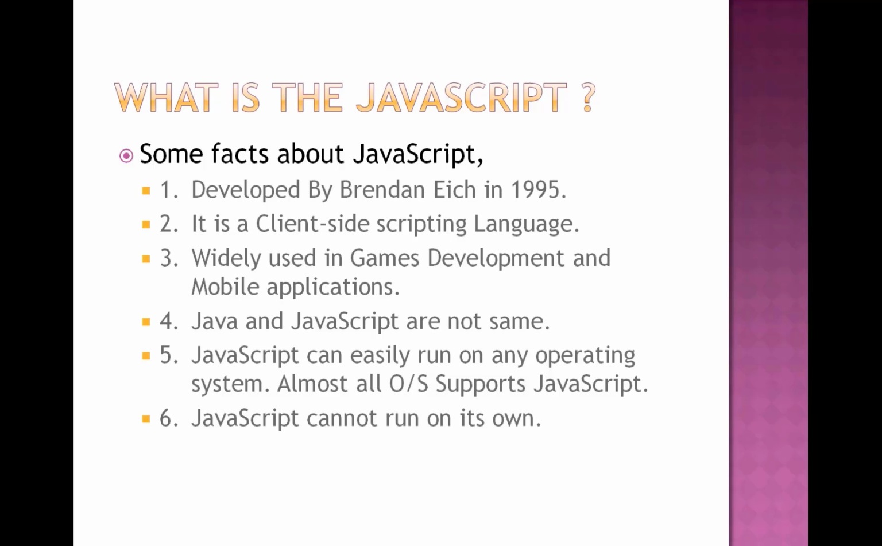Number 4, Java and JavaScript are not the same. There is a huge difference between Java and JavaScript. But there are many programmers who think that JavaScript and Java are the same. In fact, JavaScript and Java are very much unrelated. Java is a very complex programming language, whereas JavaScript is only a scripting language. But we can say that the syntax of JavaScript is mostly influenced by the programming language C.